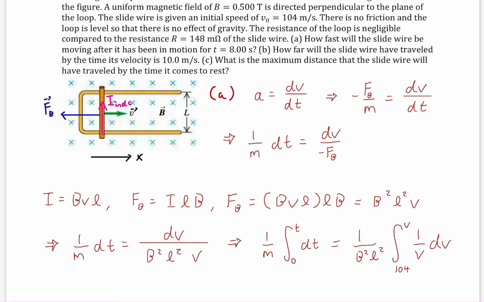Easy enough. You'll just be able to plug in t equals 8. And then how far will it travel by the time its velocity is 10? Well, I bet you know how to do that, right? Plug in v instead of t and then solve for t, all right?